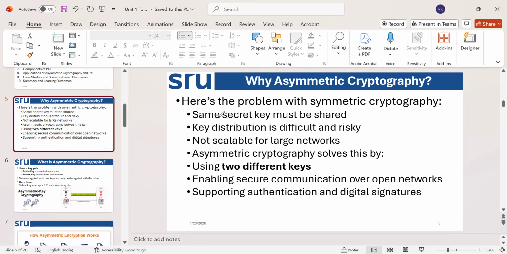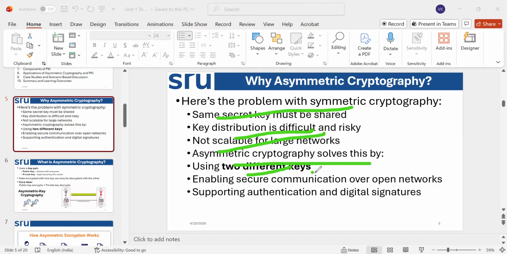Also, the same secret key must be shared. Key distribution is difficult and not good for a large network. Asymmetric cryptography solves that. Cybersecurity engineers needed two different keys, a secure communication channel, and support for authentication through digital signatures. That's why we need asymmetric cryptography.